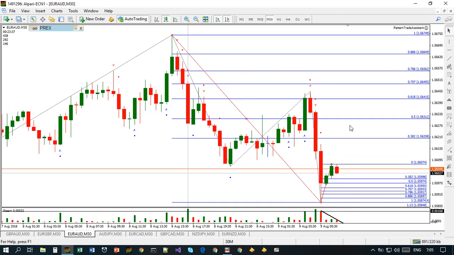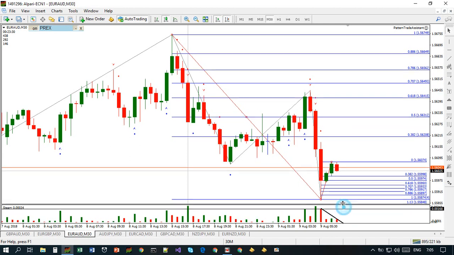I have done this indicator in a matter of 5 seconds or so. It is one line of coding. Very simple.